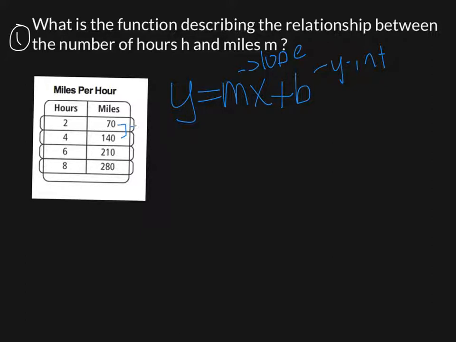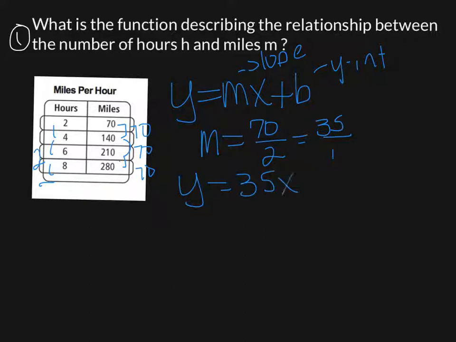Remember we're going to look. This one's increasing 70, 70, and 70, and this is 2, 2, and 2. So we know our slope is 70 over 2, which is going to reduce to 35 over 1. Right now, in our equation, we are still needing to find b. There are a couple ways to find b, but the easiest way I found is to plug in x and y.